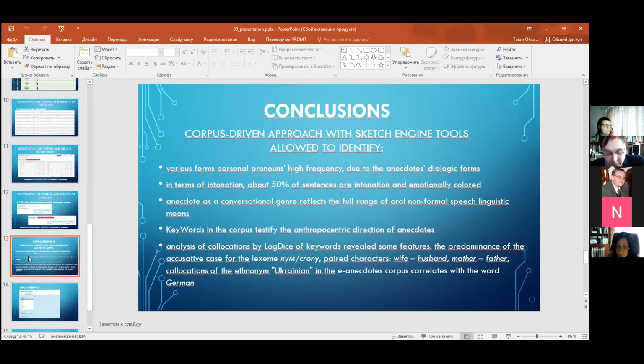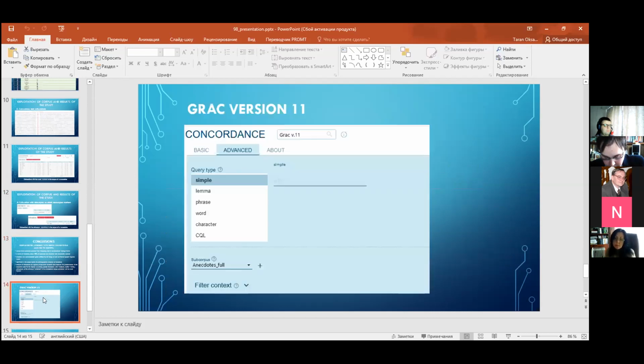Analysis of collocations by logDice score revealed some features. So, as the GRAC corpus is the largest in volume and functionally, it was chosen to download the created Ukrainian E-anecdotes corpus for future research, and you can find it in GRAC version 11. Thank you for your attention.